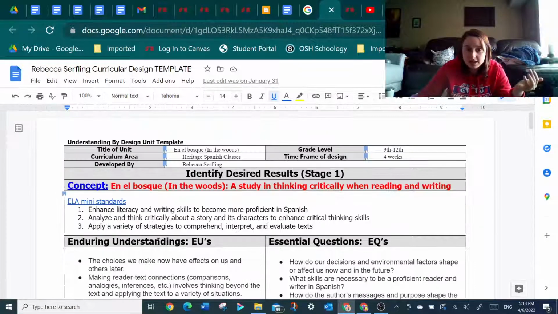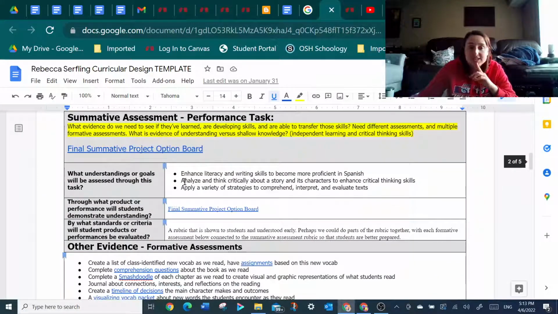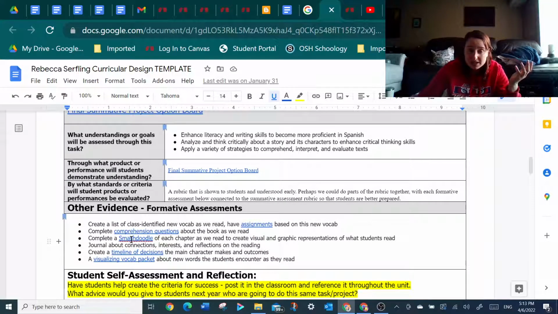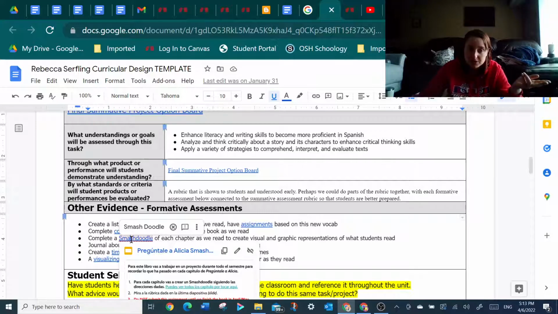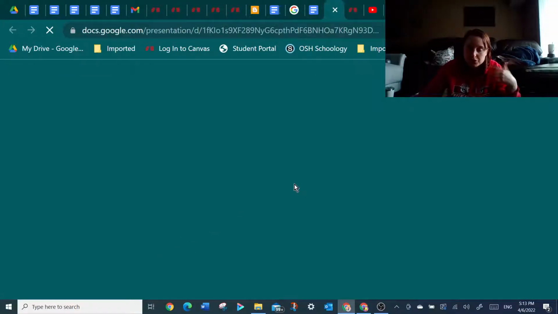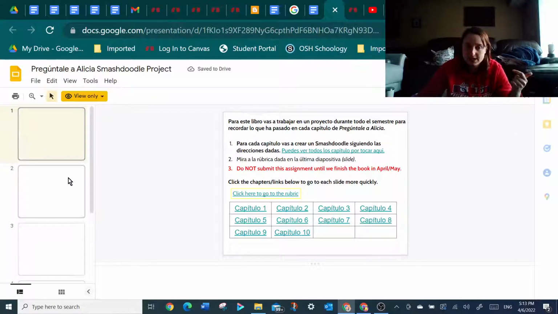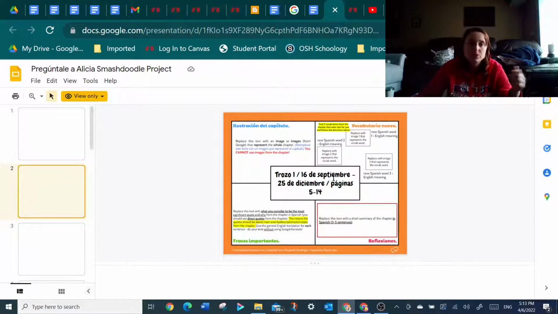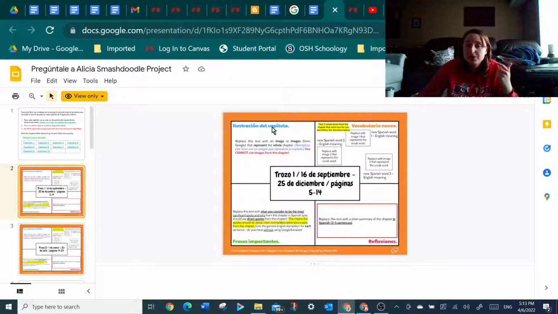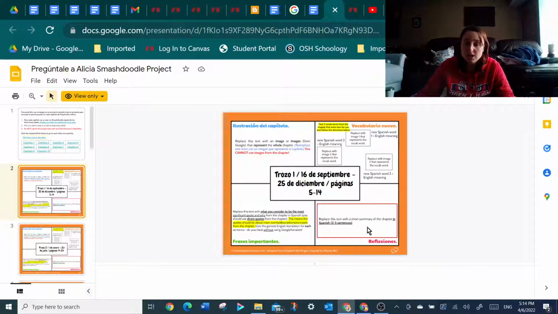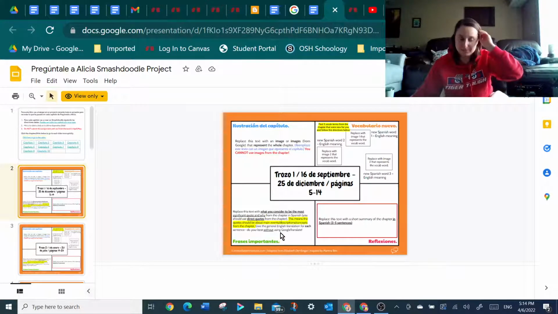When we look at my actual curricular design template, I originally started out with the idea of doing something called a smash doodle. It's a formative, though it technically counts as a summative in our stuff. A smash doodle is where, for each chapter of the book, students do some work to summarize it. This was for a different book that I ended up not doing, but they'll do things like illustrate the chapter with a collage of images, list new words that they learned from the chapter, write a summary of the chapter in Spanish, and then pick 1 to 2 quotes from the chapter that support that summary.